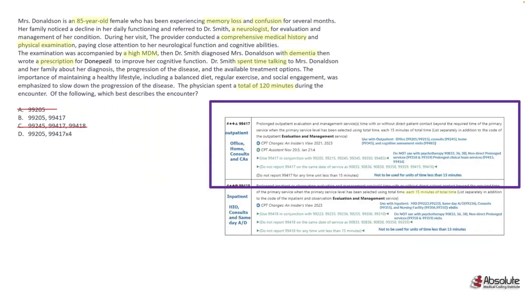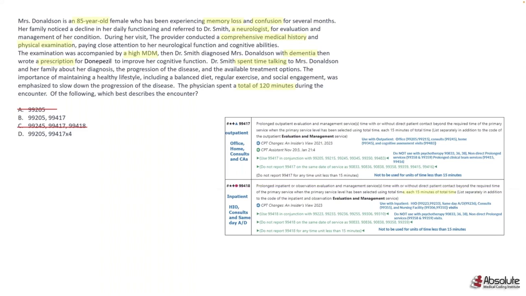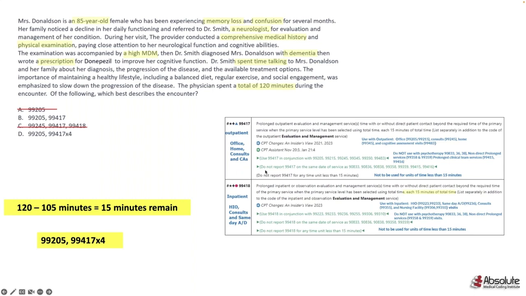All right, so I like 99417. I do. And also, we need to code for those 15 minutes remaining. Can we? Yes, we can. Right here it says, not to be used for units of time less than 15 minutes. So we can code that additional unit, that 99417, one more time, and D is our answer.